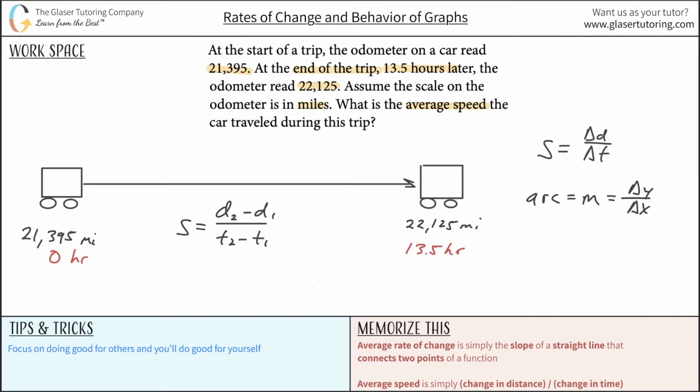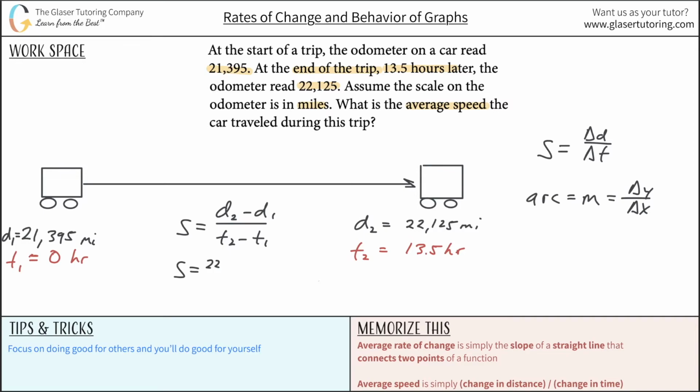And lo and behold, here's one distance and here's another distance. Let's call this distance d2. Doesn't matter if you call it d1. But if this is d2 over here, then this must be d1. And the corresponding time for this would be t2, and this corresponding time would be t1. Now all we have to do is plug it in. Look at how beautiful that is. Isn't it so beautiful?